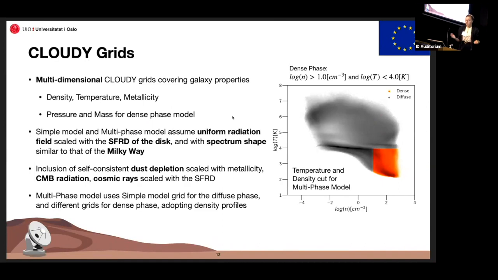All the models, the simple model and the multi-phase model, have a uniform radiation field, which we will change with the RT. It is scaled with the star formation rate density of the main disk, with a spectrum in a shape similar to the Milky Way. I also include the self-consistent dust depletion, which is scaled with the metallicity, and CMB radiation scaled with the redshift, because at high redshift the CMB cannot be neglected. And also cosmic rays, which are also scaled with the star formation rate density of the main disk. To see what difference the multi-phase model makes, the diffuse part uses the same as the simple model, so we only change the dense part.